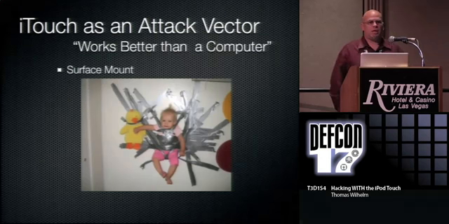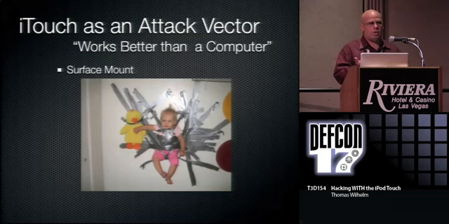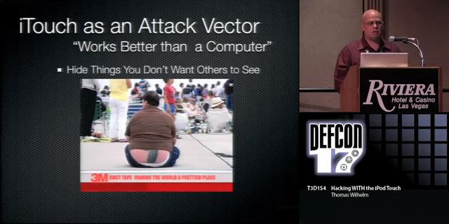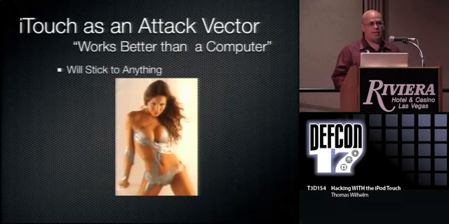My favorite location is actually behind pictures. Nobody ever looks there. You can do it underneath the table as well in the conference room or something along those lines. And if I don't say it, remind me, but I want to talk about the difference between an iPhone and the iTouch. There are some additional vectors that you can use with that, but just keep going here. So what else can you do with the duct tape besides surface mount? Well, you can hide things that you don't want others to see. Plus, it will stick to anything.